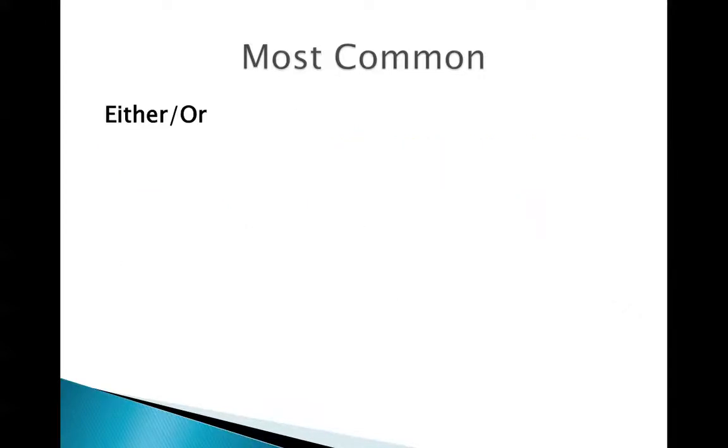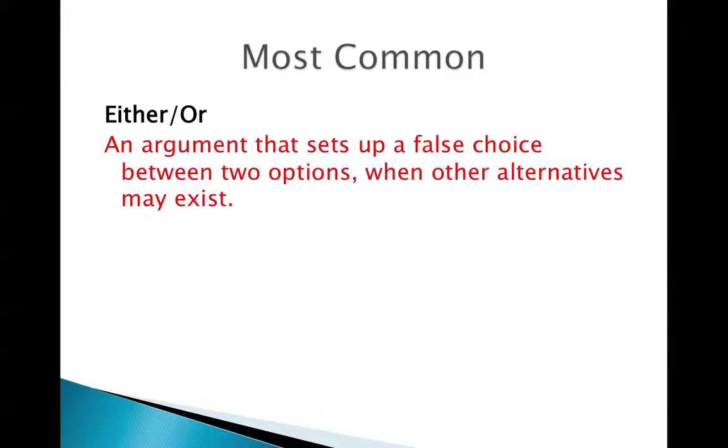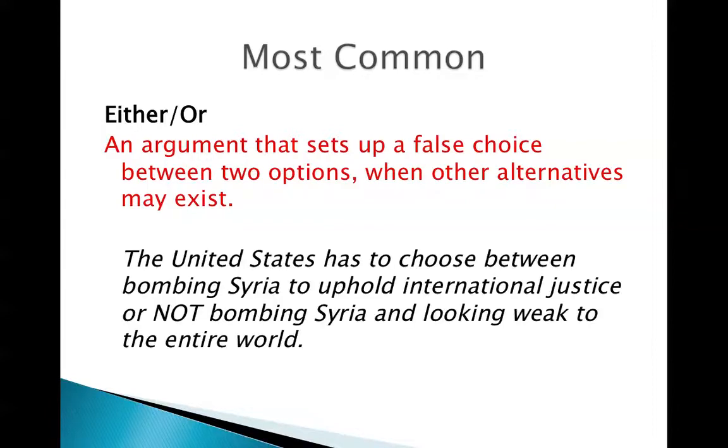And then finally, the either-or fallacy. You also saw this on content quiz number 2. An argument that sets up a false choice between two options when other alternatives may exist. Here's an example. The United States has to choose between bombing Syria to uphold international justice or not bombing Syria and looking weak to the entire world.